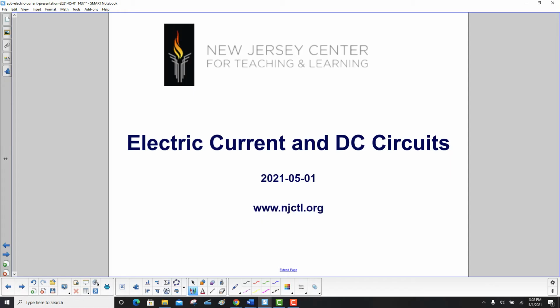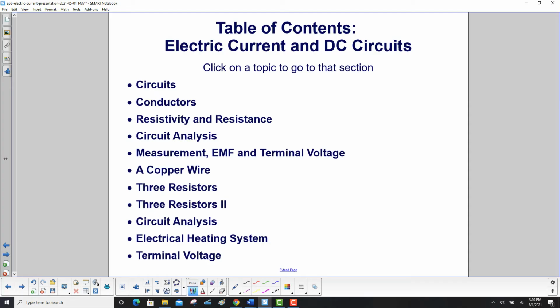Electric current and DC circuits. We'll start by defining what a circuit is, then talk about conductors, resistivity and resistance, circuit analysis, and wrap up with measurement, electromotive force, and terminal voltage.